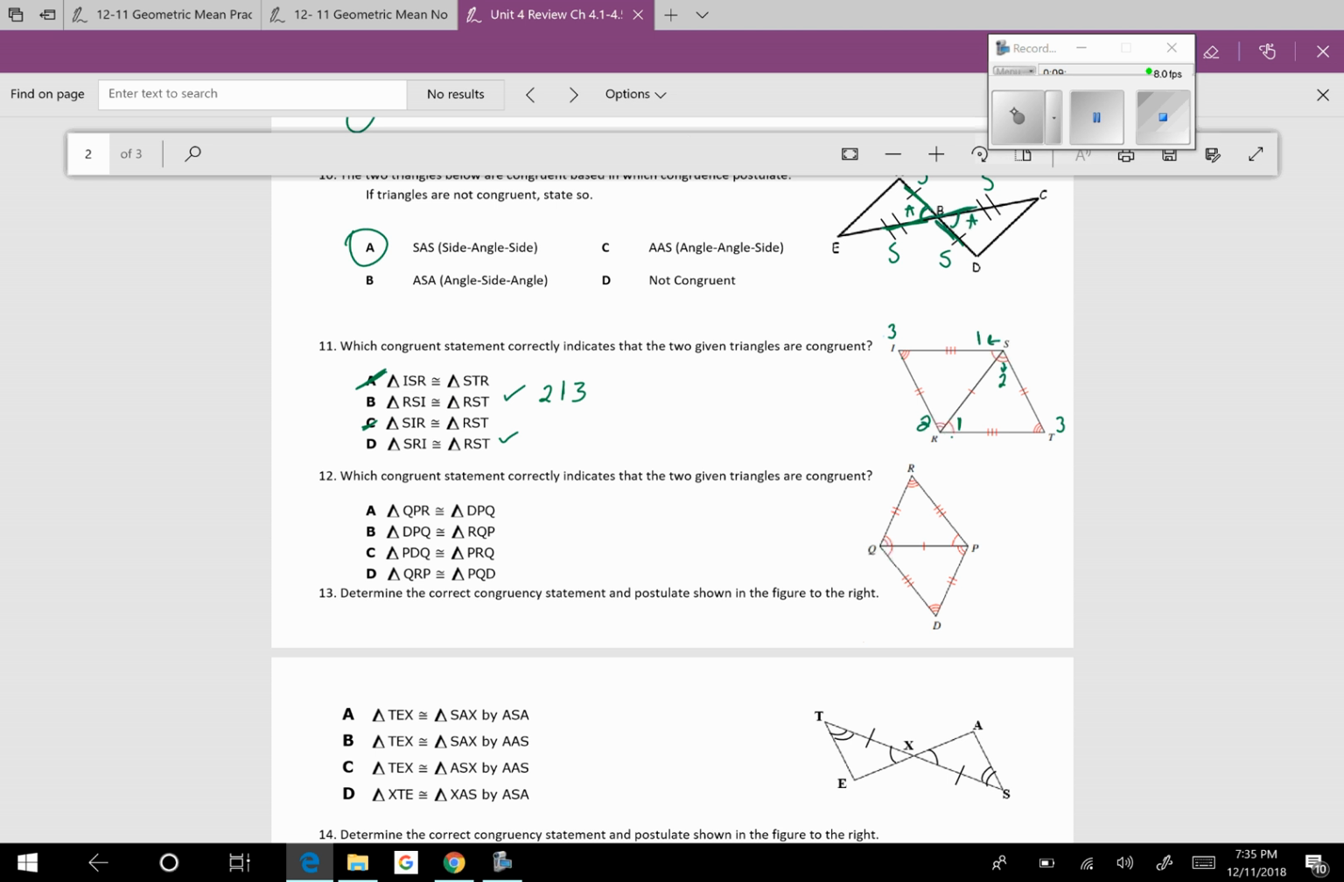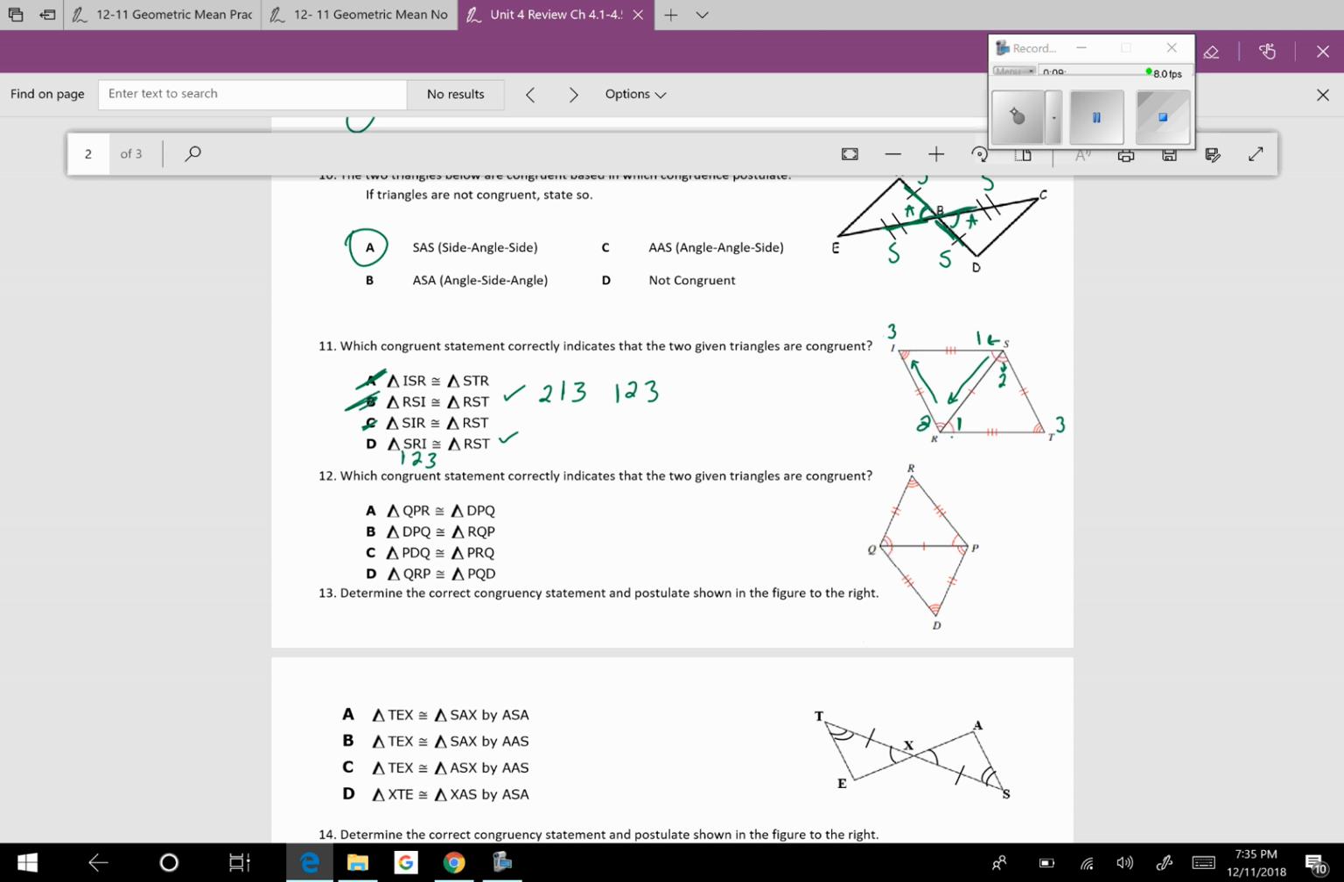And now I'll do the second one, RST. So R is 1, S for the second triangle is 2, and T for the third one is 3. So is 2, 1, 3 in the same order as 1, 2, 3? No. So now let's check this one out. SRI. So for this side here, S is 1, R is 2, and then I is 3.